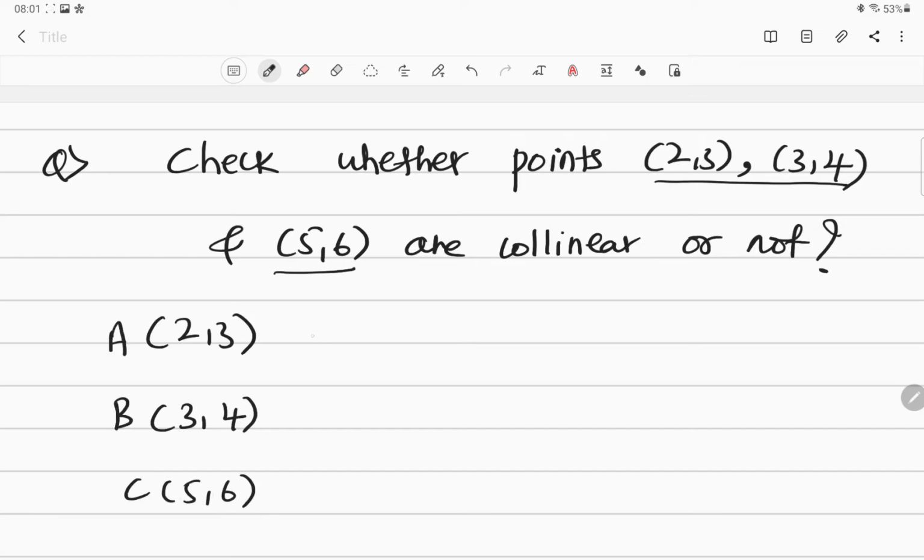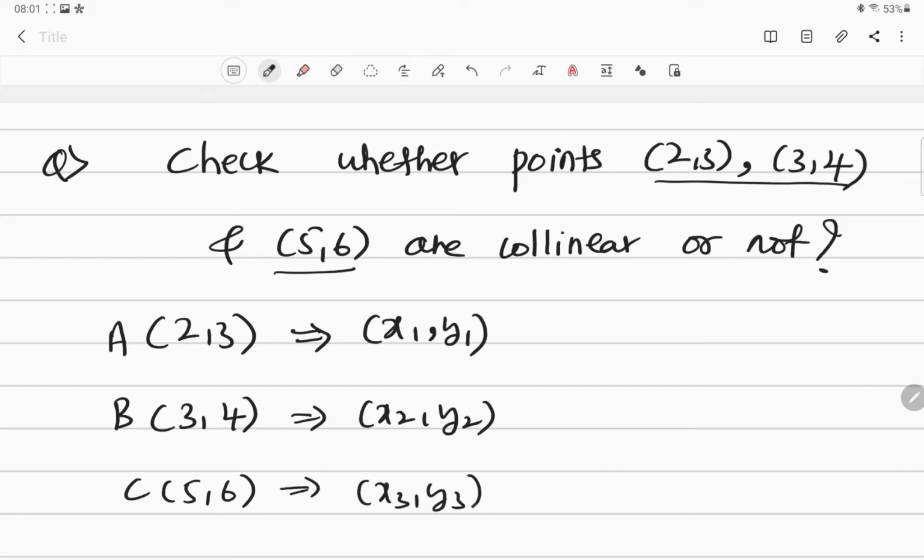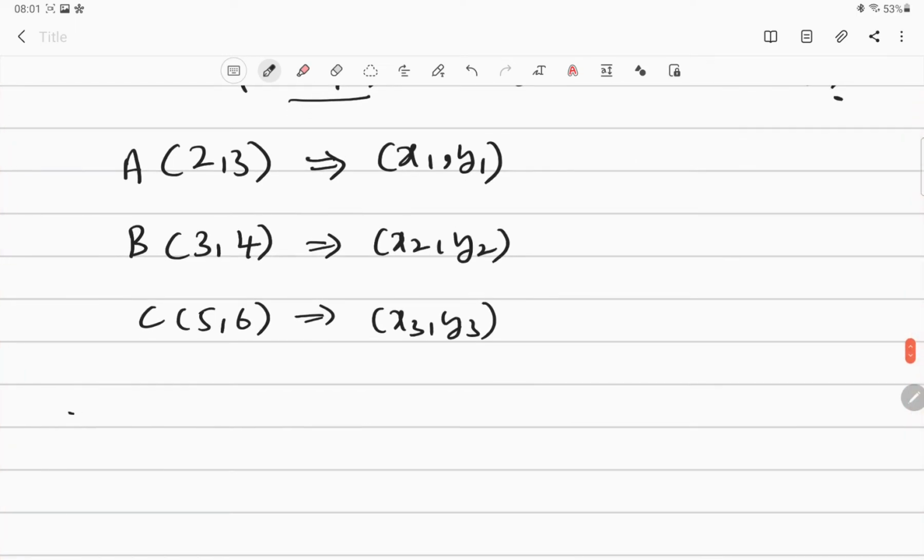Let me name them A, B, C. We call the first x1, y1, the second x2, y2, and the third x3, y3. Right now we have to find the area of this triangle.